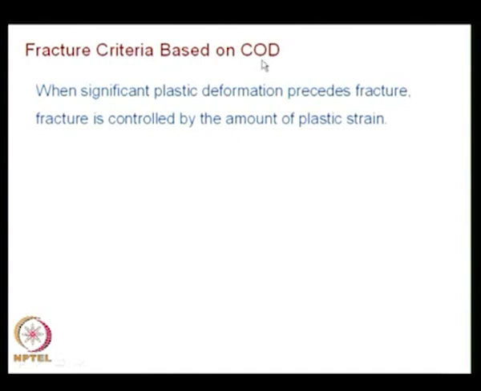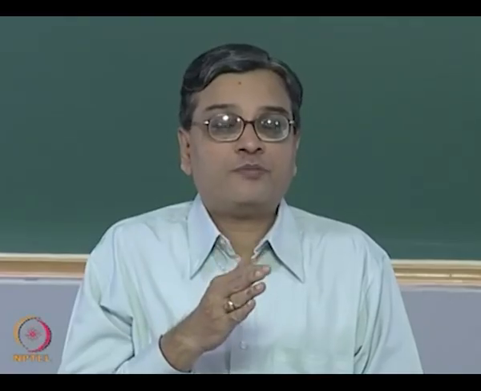And when does this become important? When significant plastic deformation precedes fracture, fracture is controlled by the amount of plastic strain. See, if you look at the need for COD, people wanted to extend fracture mechanics concepts when you have plastic strain significantly developed near the vicinity of the crack. When you have a larger plastic zone, LEFM will not be applicable, you have to look for other alternate.